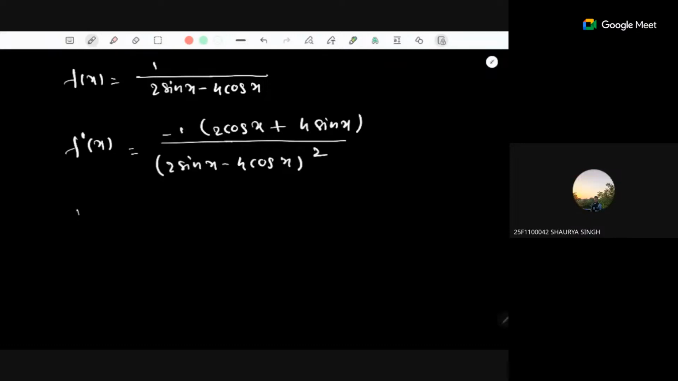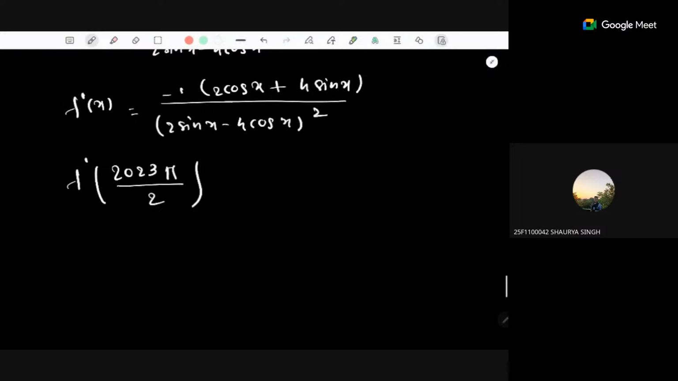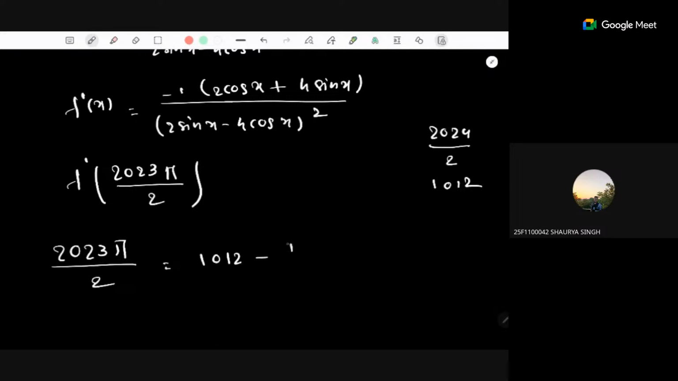Now here, we need to find out f dash of 2023 pi by 2. First of all, let's look at this number, 2023 pi by 2. We know that we can reduce cos theta and sin theta up to some multiple of 2 pi. So we'll try to convert it into some multiple of 2 pi. If you divide 2024 by 2, you will get 1012. So you can take this to be 1012 pi minus pi by 2.